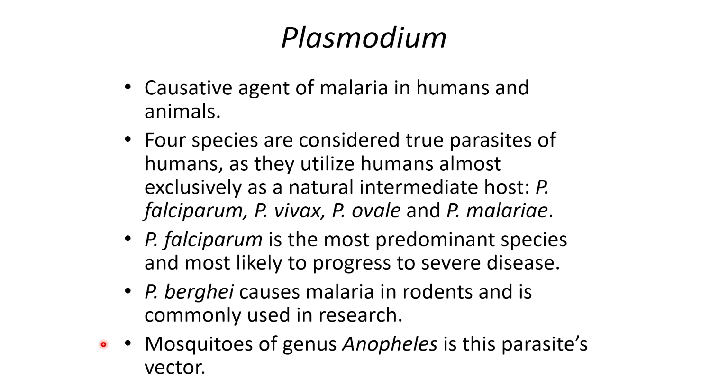So there's 4 species of Plasmodium that are considered true parasites of humans, meaning that they utilize humans almost exclusively as their natural intermediate host. They're Falciparum, Vivax, Ovale, and Malariae.